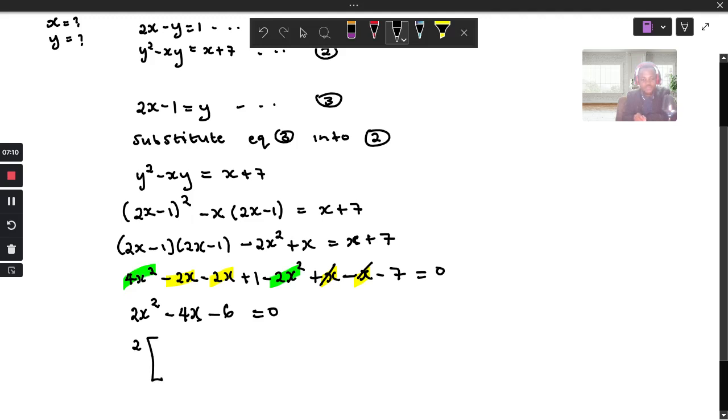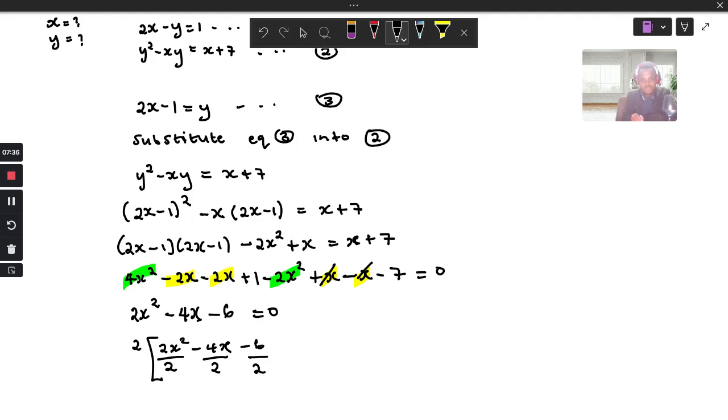So once you take out something as a common factor, you have to divide everything that is within the bracket so that you find out what is it that will remain on that bracket. So here it will be 2x squared minus 4x minus 6. So you divide throughout by your common factor, which is 2, being equal to 0.